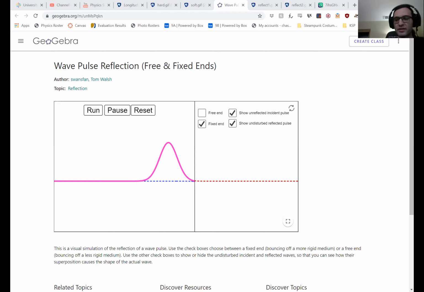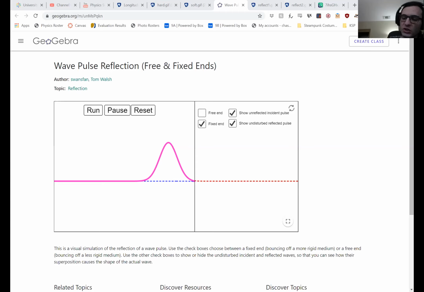Now, it's not just physical walls or poles with a ring around them that do this. In fact, you can get reflections off of other things. Anytime you have a change in medium, you also get a reflection.